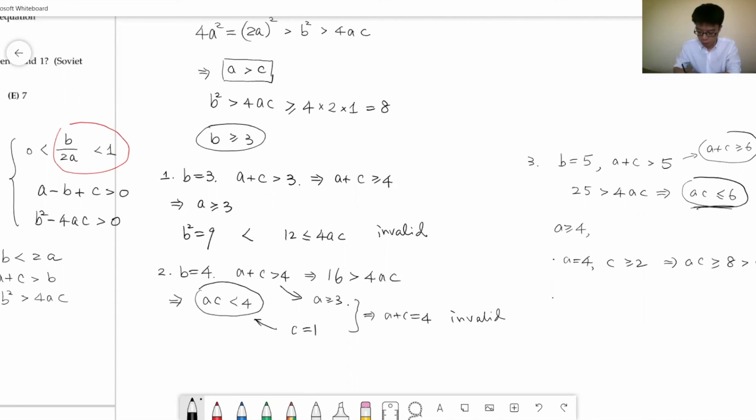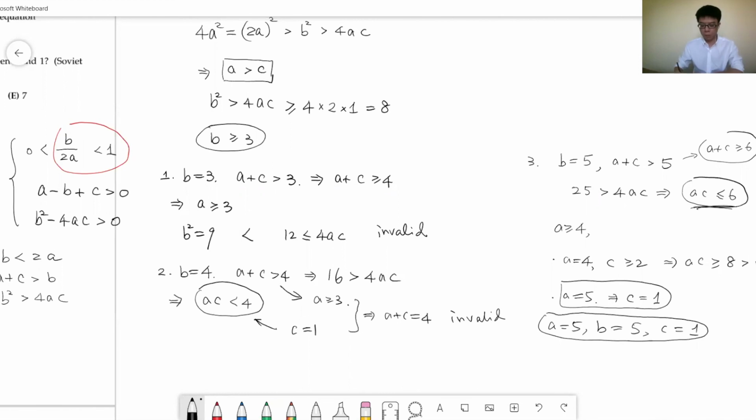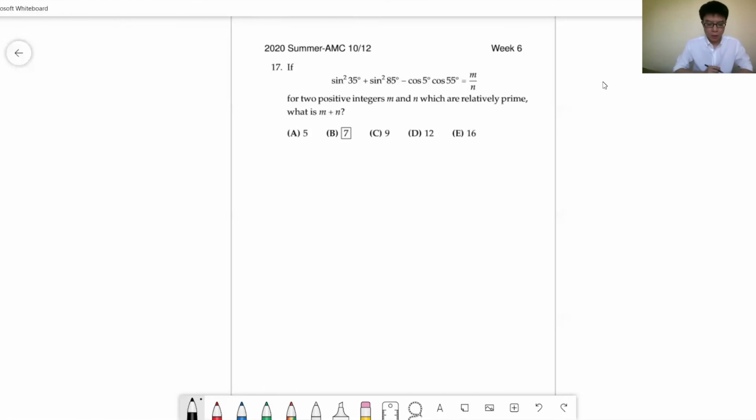So this is invalid. Now let's see a equals 5. If a equals 5, we can choose c equals 1 to satisfy both, meaning a plus c is larger than 5 and a times c less than 6. So this works. So a equals 5, b equals 5, c equals 1. So these values satisfy all conditions. So the smallest value of a is 5. The answer is 5.